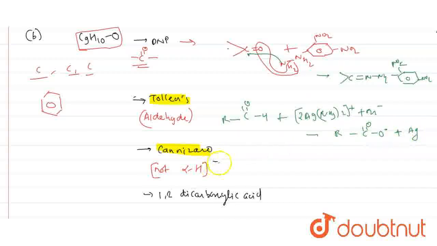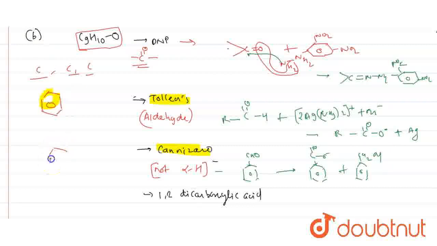Cannizzaro reactions are given by groups which do not have alpha hydrogen. Suppose we have one benzene with CHO. One will get oxidized to C double bond O negative, and one will get reduced to an alcohol. So these are the reactions given by the following reagents, and it confirms that we have an aldehyde.